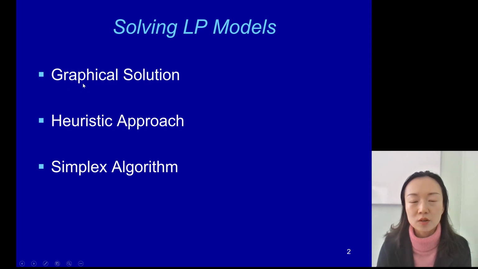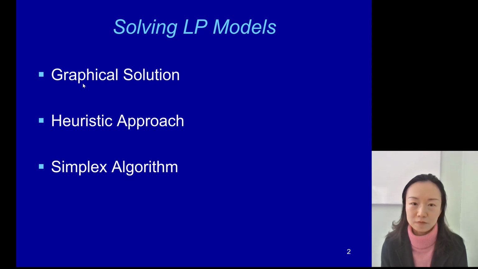The first one is a graphical solution. The graphical solution method can be used when we have only 2 decision variables. So you can plot them on the coordinate system and find out the optimal solution on that coordinate system graph. And the second approach called the heuristic approach. This is a rule of thumb method that people use to solve some simple models.